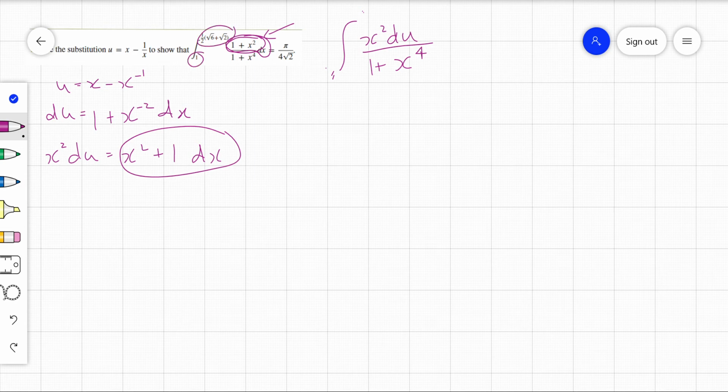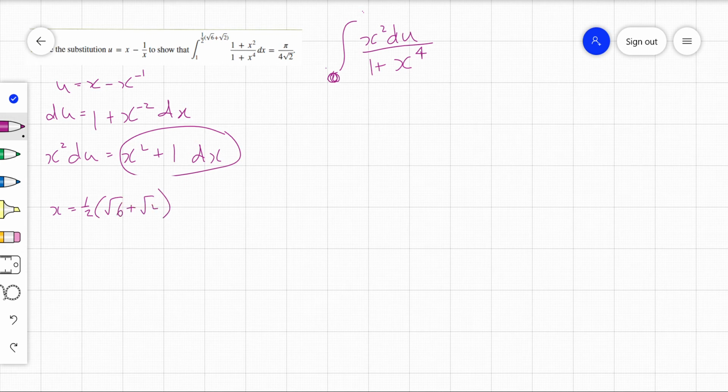So these are the limits for dx, and we want to make them du limits. The bottom limit looks nice. If we have x equals 1 and we put it in u, we've got u equals 1 minus 1 on 1, so we just get a 0 there. So we are going to go from 0. A little bit trickier for the next one. Here we've got x equals a half of root 6 plus root 2.